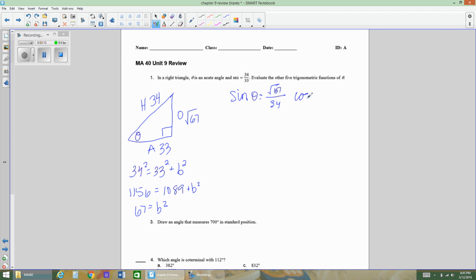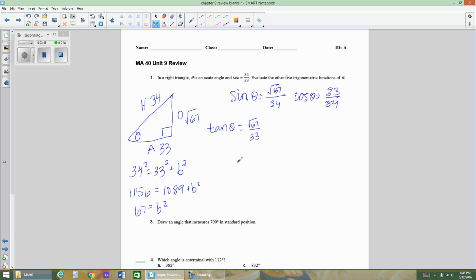My cosine of theta is easy because that is just the reciprocal of secant, which we already have. It should be 33 over 34, and I can check it by making sure it's the adjacent over the hypotenuse, which it is. Then I have my tangent function. Tangent of theta is O over A, so square root of 67 over 33.